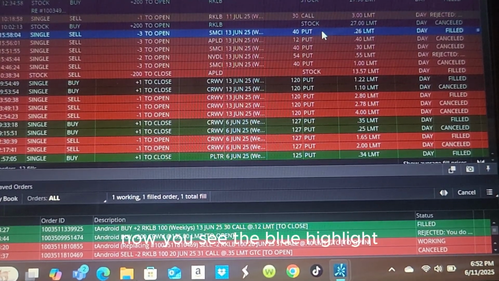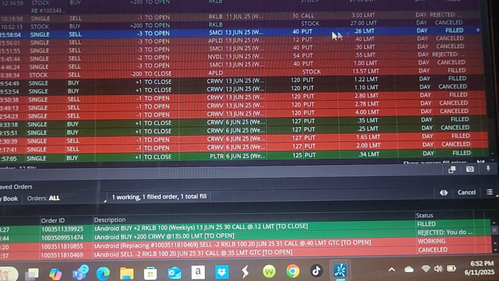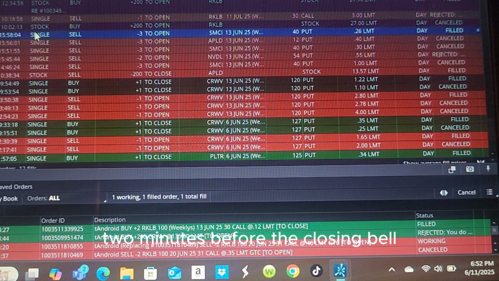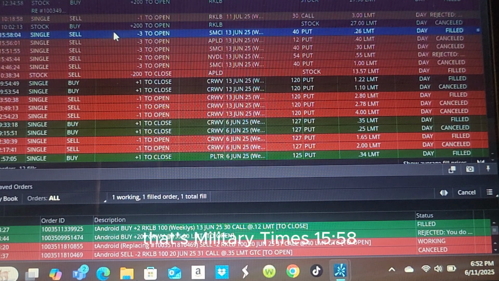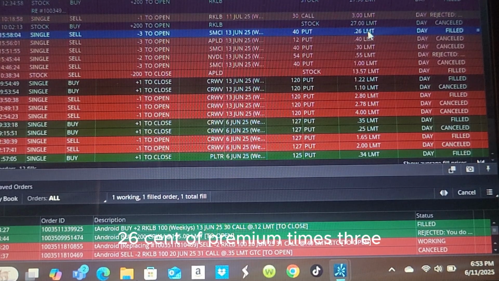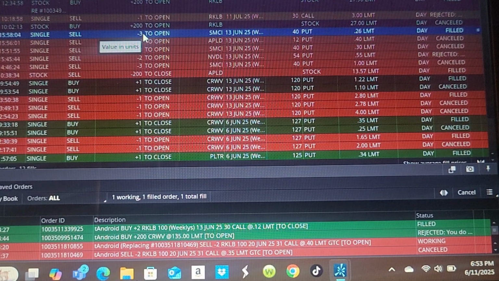Now you see the blue highlight. I put this in the 9th of June, 2 minutes before the closing bell. That's military time 15:58. And I received 26 cents of premium times 3.